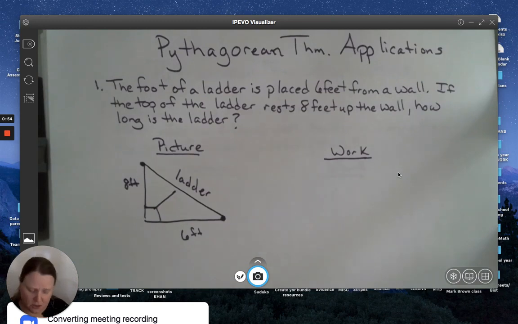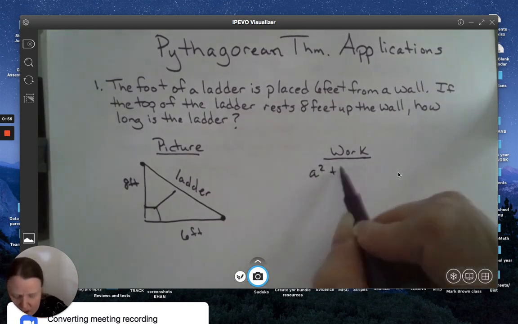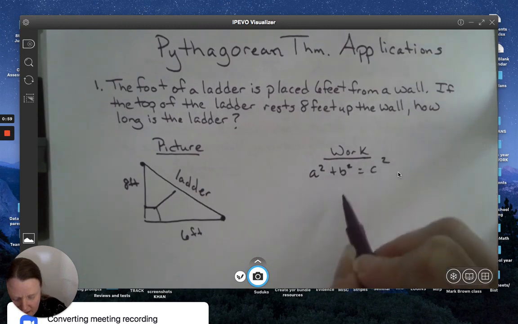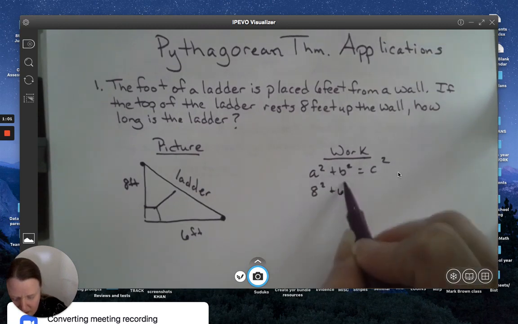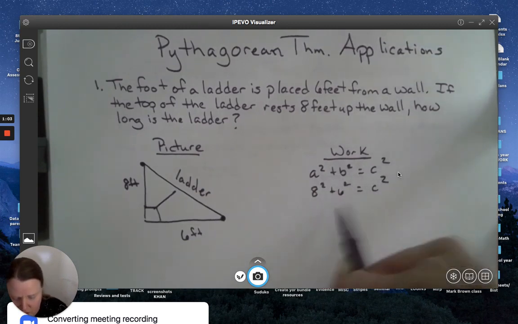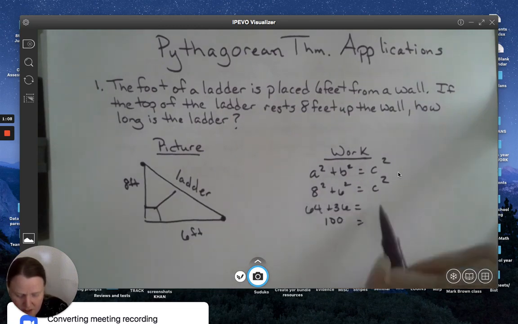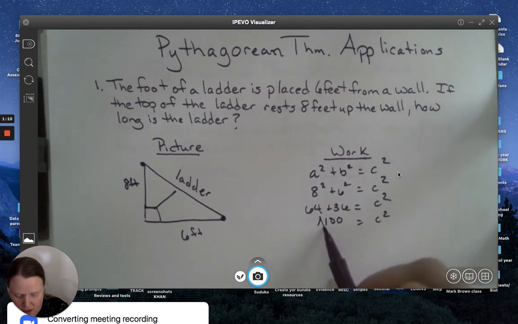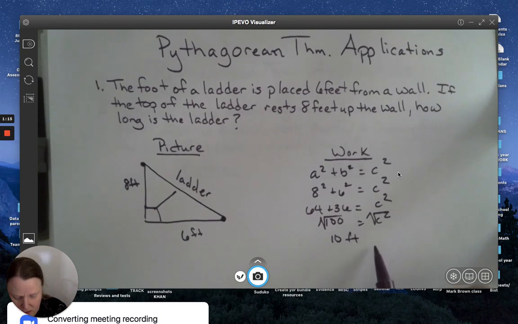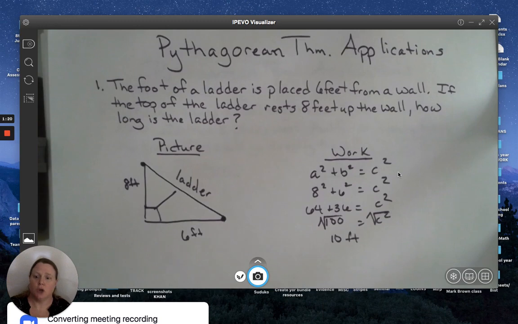Once I have the picture made, then it's an easy substitution. It is 8 squared plus 6 squared equals c squared. So 64 plus 36 equals 100. The square root of 100 is 10 feet. So that is how long my ladder is, 10 feet. Again, draw your picture. If you don't understand the picture, then the math isn't going to be right. So please draw a picture.